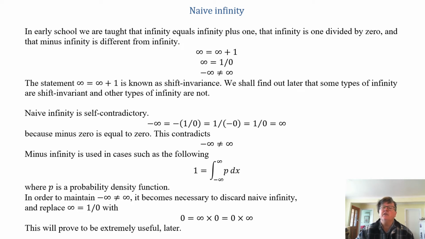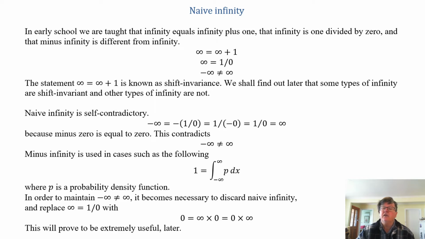Now let's talk about the infinity that you were taught in school, which I've here called naive infinity. In early school, we are taught that infinity equals infinity plus 1, to infinity and beyond. That infinity is 1 divided by 0, and that minus infinity is different from infinity. The statement infinity equals infinity plus 1 is known as shift invariance. Any number which is the same as that number plus 1 is called shift invariant. I'm going to show later that there are some types of infinity that are shift invariant and other types of infinity that are not shift invariant.